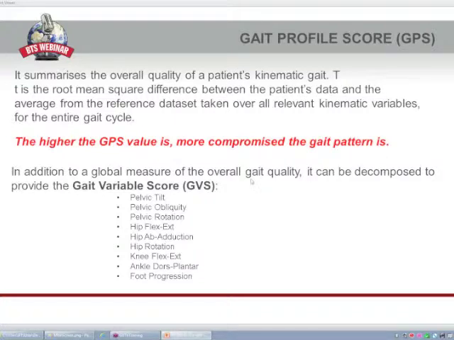In this way, it's possible to look inside the global value, thus providing detailed information about which variables contribute more to an elevated GPS with respect to the others. So we can have a better comprehension of this.